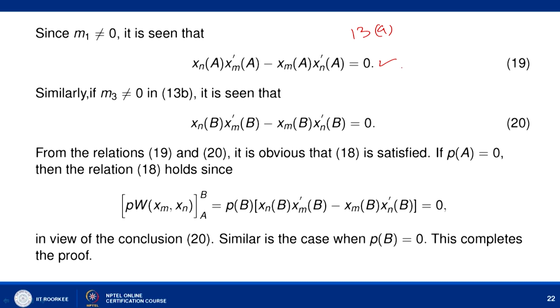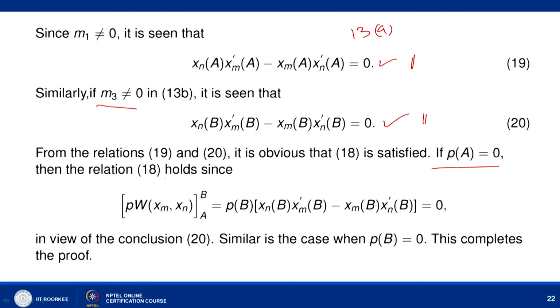Similarly, if we assume that m3 is not equal to 0, then in a similar manner we can prove that x_n(b) x_m'(b) minus x_m(b) x_n'(b) is equal to 0. And we can easily see that if P(a) equals 0, then this 19 is not useful, and if P(b) equals 0, then this is not useful.